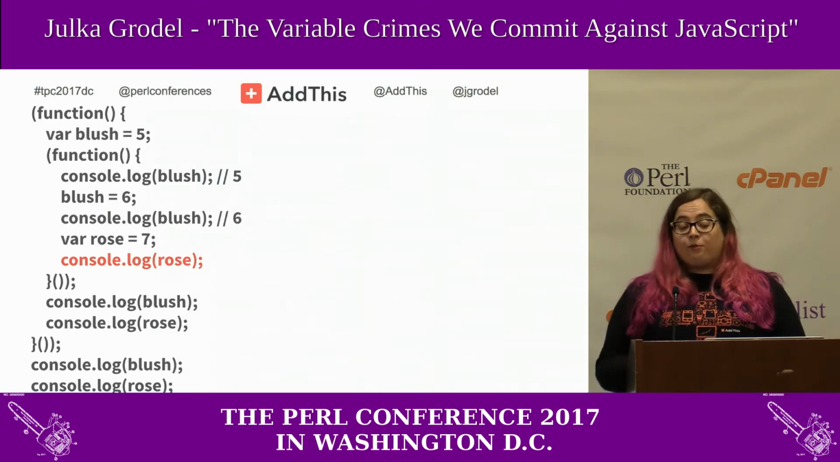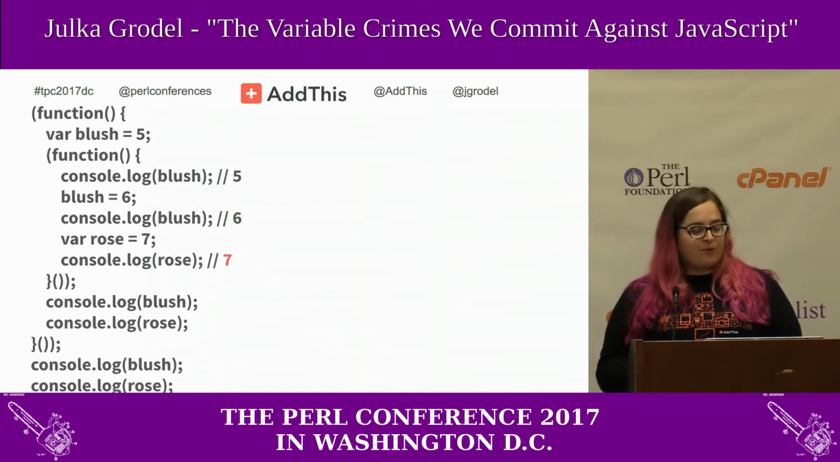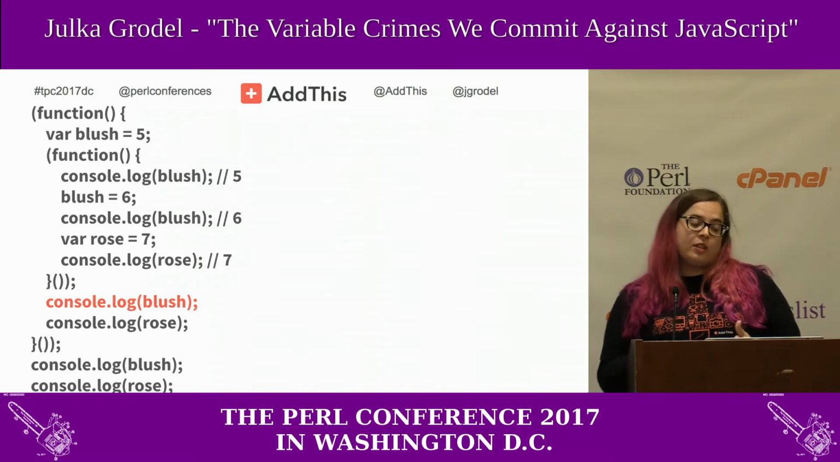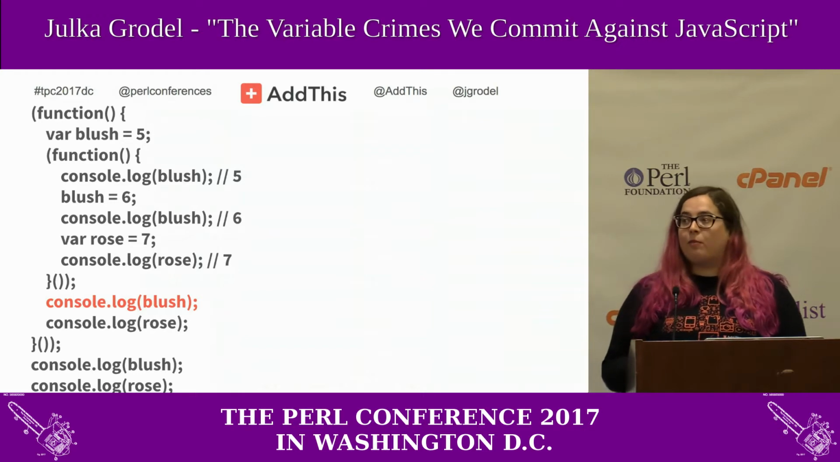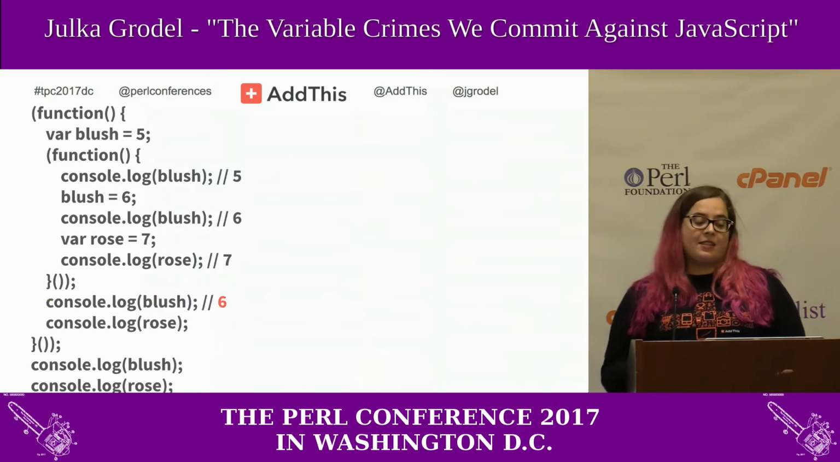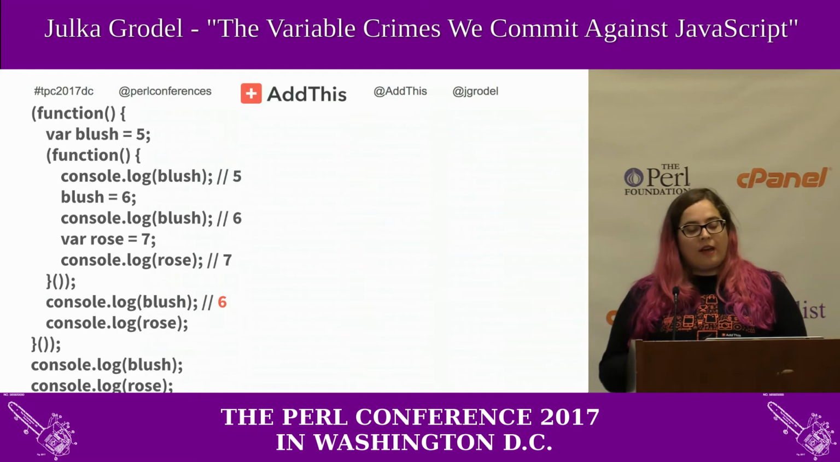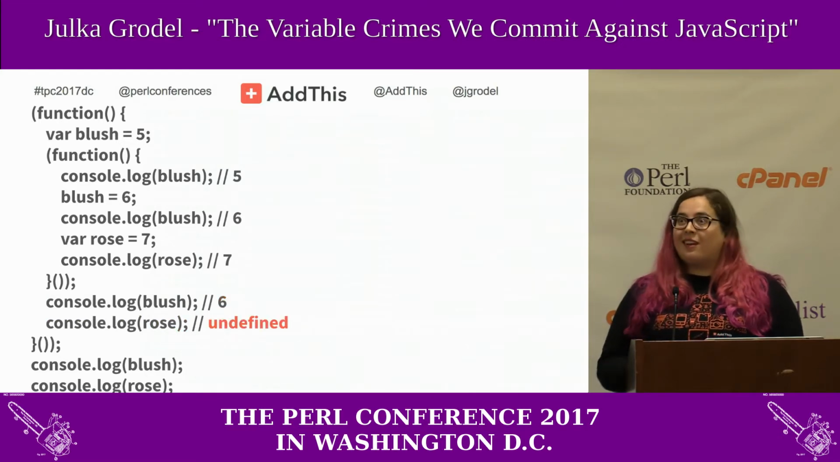I can also here define a var equals rows, console log out rows, and I get that 7 that I put in rows. When I come out of that function, I have some more console logs, and here I can console log blush. Now, blush is available to me in this scope. It's at the same indentation level, so it's in that same immediately invoked function. It's not nested in the second one. So when I console log out blush, I get that 6 that I set earlier. And I can console log out rows and get an undefined.